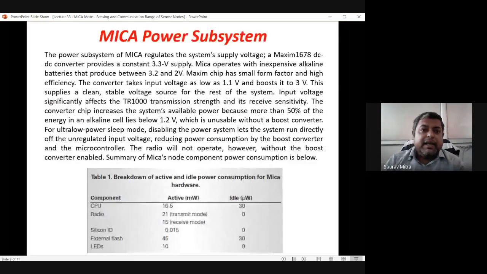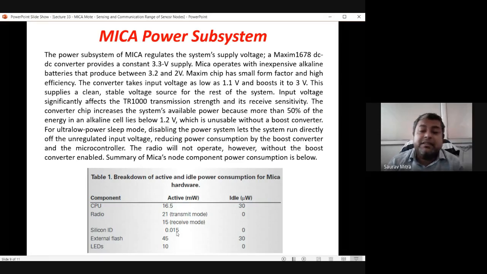Okay. Power subsystem, this is a very important thing, and a lot of short questions are asked from this. So please prepare this table very well. That is when the CPU is active, it is giving this. The first column is in milliwatt, and the second column is in microwatt, because the first column is when the node is active. It is said to be the breakdown of active and idle power consumption for MICA hardware.